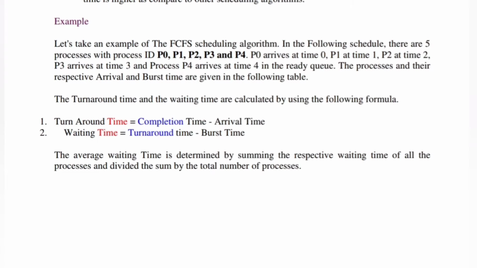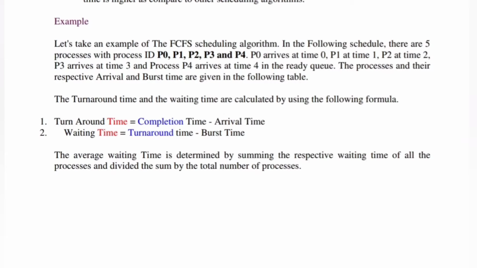Example: let's take an example of the FCFS scheduling algorithm. In the following schedule, there are 5 processes with process ID P0, P1, P2, P3 and P4. P0 arrives at time 0, P1 at time 1, P2 at time 2, P3 arrives at time 3 and process P4 arrives at time 4 in the ready queue. The processes and their respective arrival and burst times are given in the following table.